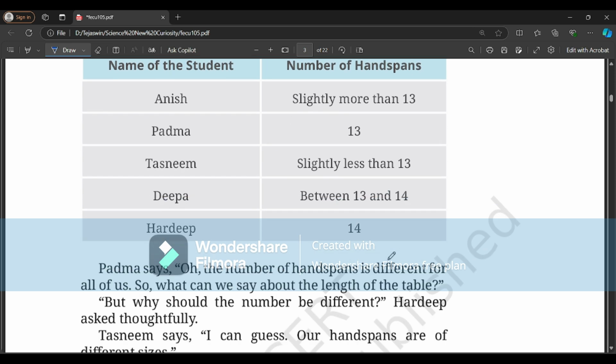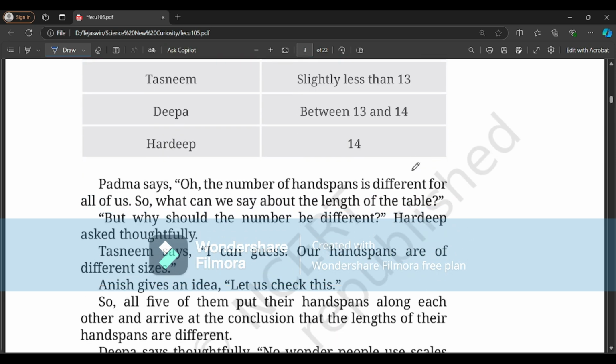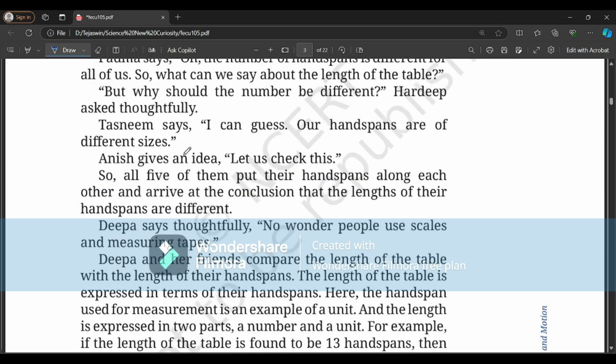So we see that the handspans of each child are different. Anish has got slightly more than 13, Padma has got only 13, Tasneem has got slightly less than 13, Reepa is between 13 and 14, and Hardeep is 14. So why should that happen, children? Can you answer? The handspans are of different sizes. Everybody has a different size of hand, and hence of handspan.